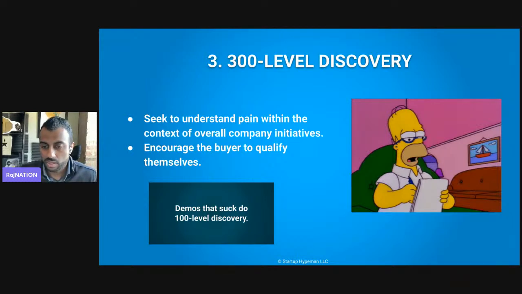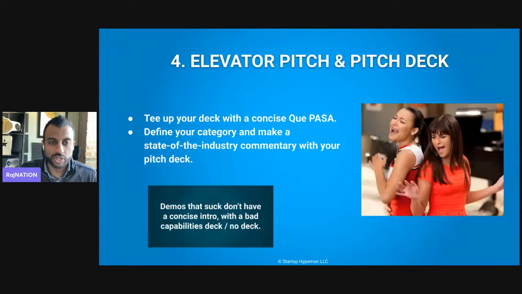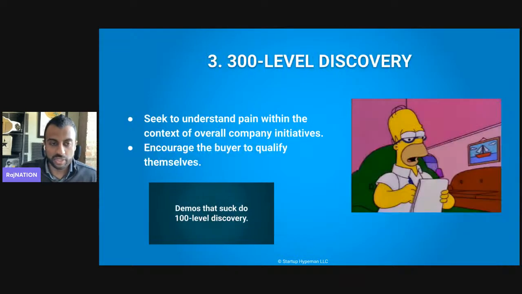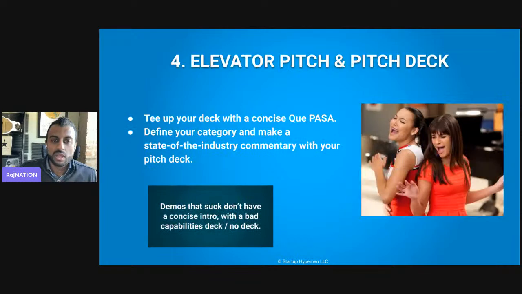Okay. Let's move ahead to the next part, which is your elevator pitch and your pitch deck. So you do a thorough discovery, right? And I say thorough, like this should take up a good amount of time. You should be spending like 15 minutes here learning about them, maybe even 20 minutes. That's going to lead to how you message your company. So you'll first give your Que Pasa elevator pitch, right? In the problem, approach, solution, action format. And that will lead into your pitch deck.